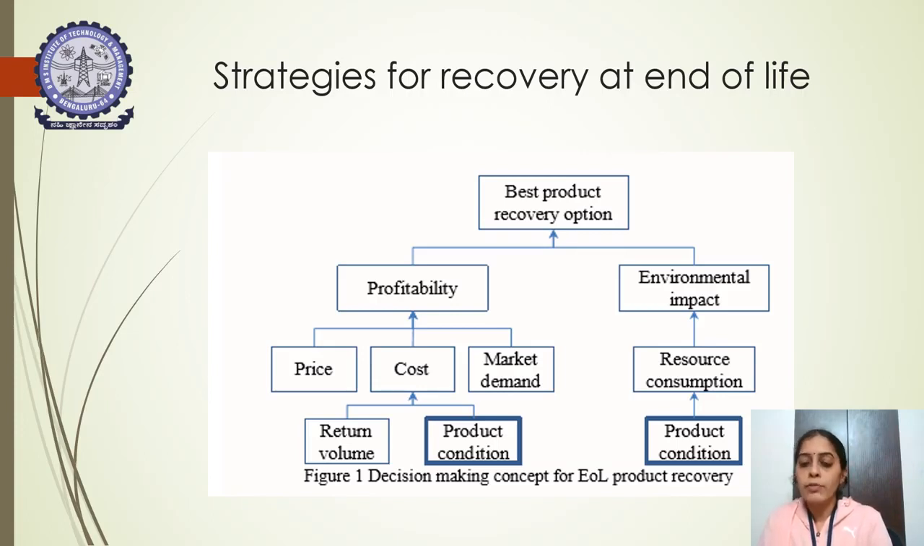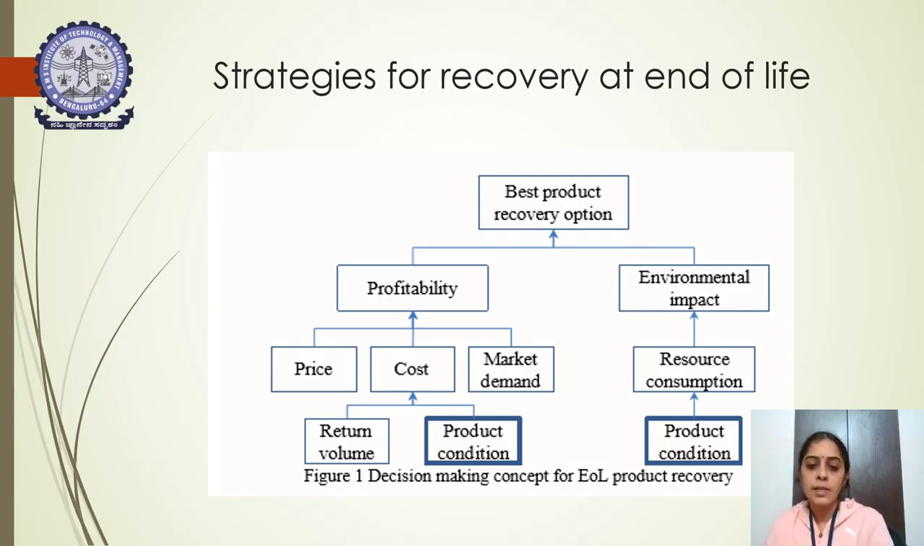You know, when the product is launched, it will have its own life cycle with all five phases. Every product will have a life cycle with a decline stage. So when it comes towards the decline stage, the manufacturer has to think about the recovery of a product at the end of its life. So what are the strategies which are involved during the recovery of a product at its end of life has to be taken care of.